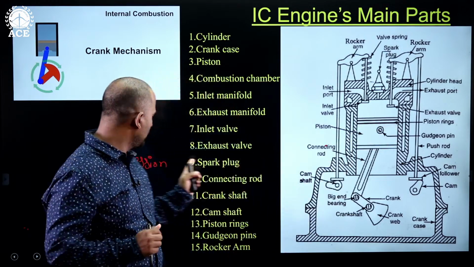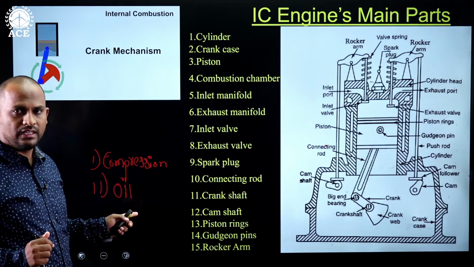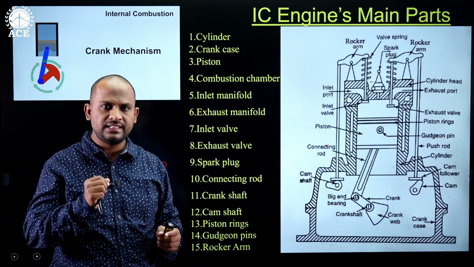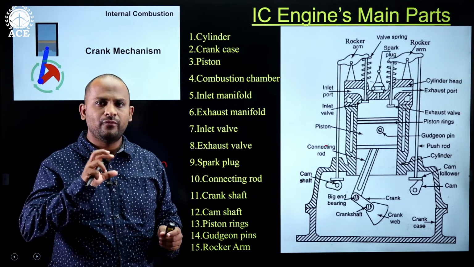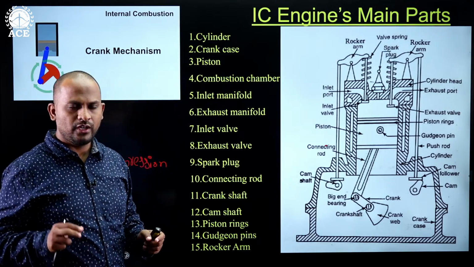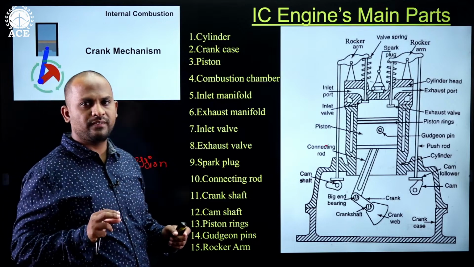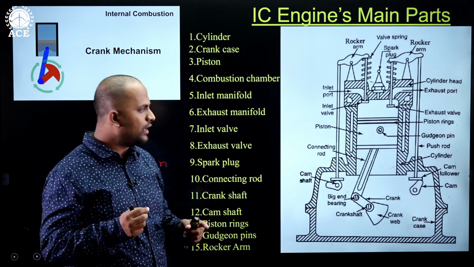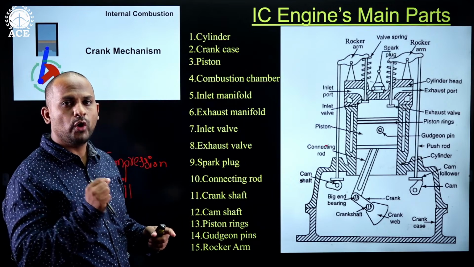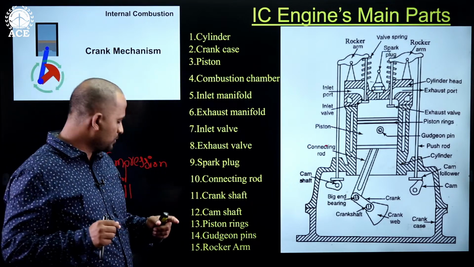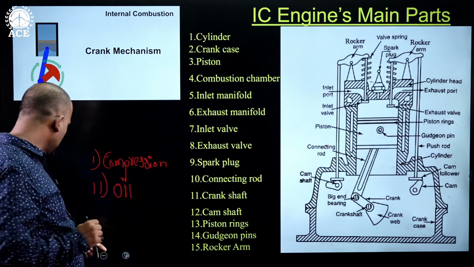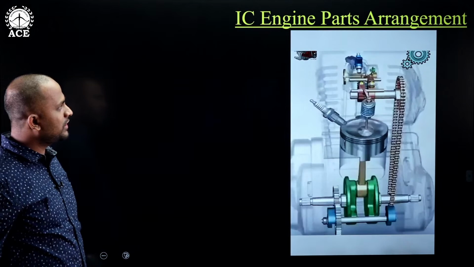Then what about the oil ring? What is the purpose of oil rings here? When the piston is reciprocating inside the cylinder, because of the friction, wear and tear of the parts takes place. It should not be like that, so we have to lubricate it continuously. The lubricating oil passes through the oil rings, and smooth operation takes place inside the engine. These are the main parts of the engine.